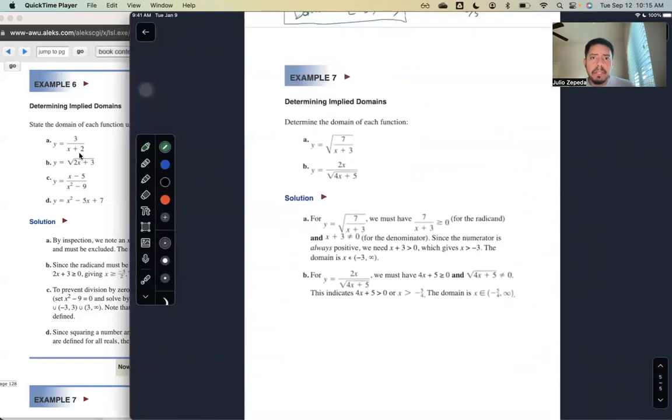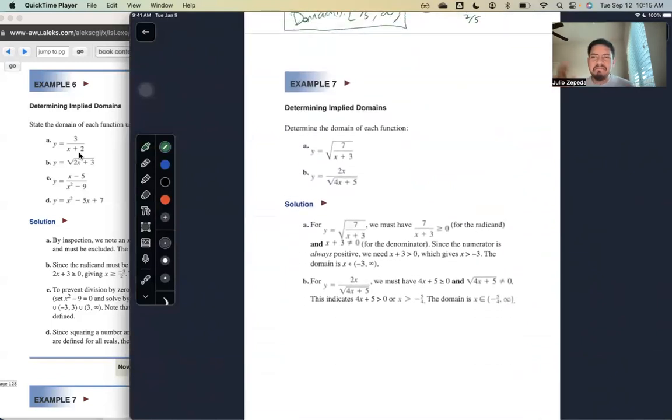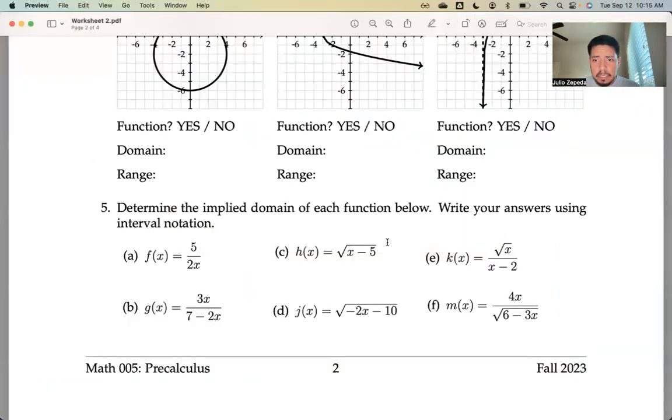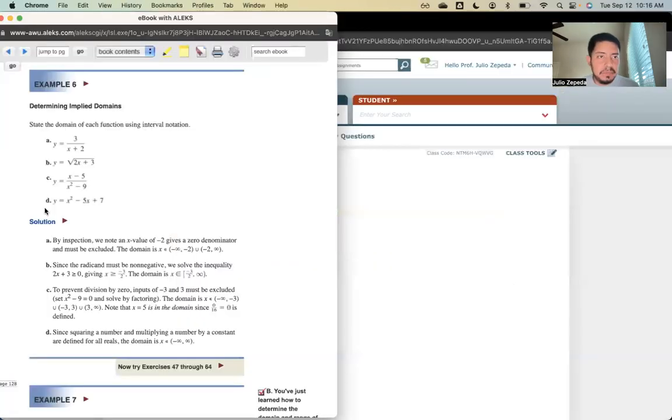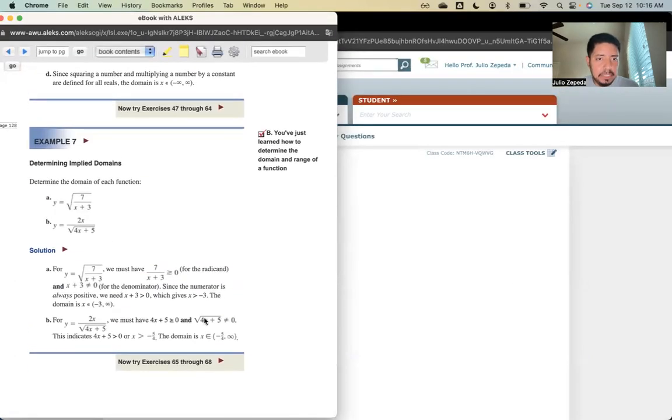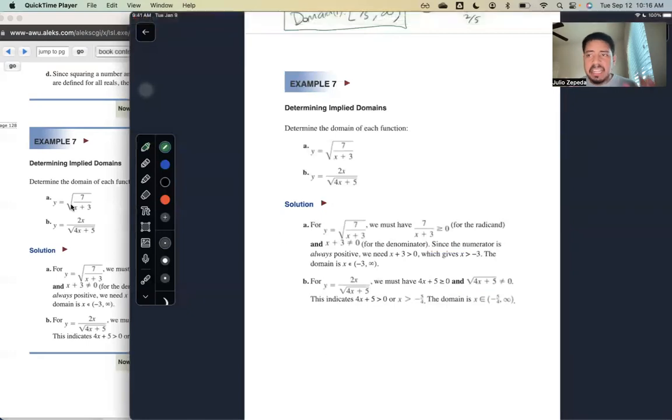But I did want to show one more because there is a little more complicated one on the worksheet, and I'll point it out. Let me find it. It is E and F, excuse me. So let's take a look at one like this, because there's a fraction and a square root. This is actually an example from the textbook, so it's very nice. They do it right here, and you can read the solution. We'll do it together, and you can read the solution also.